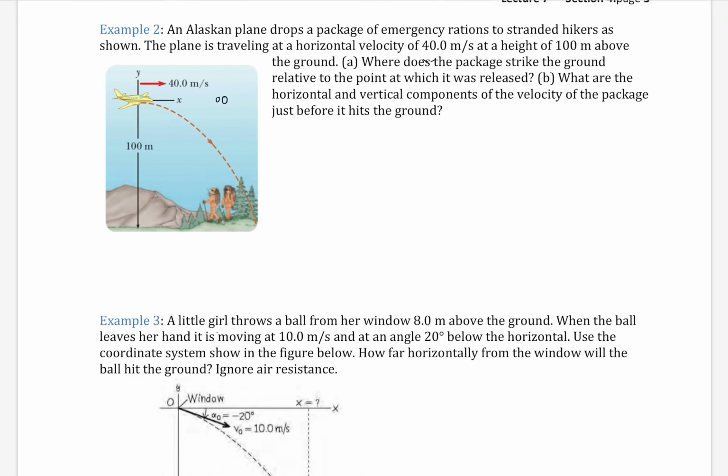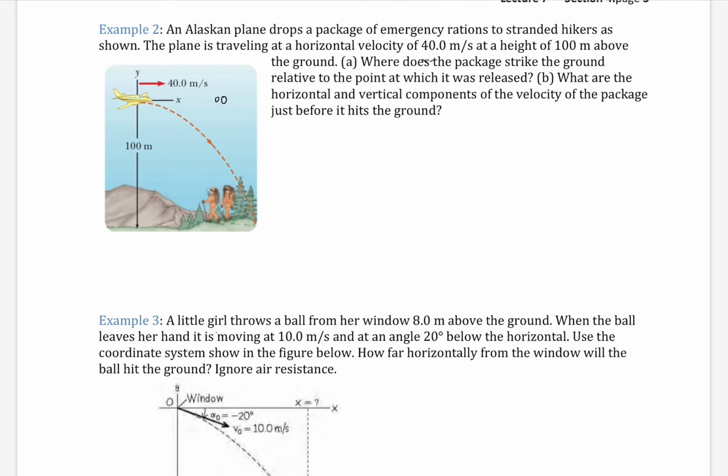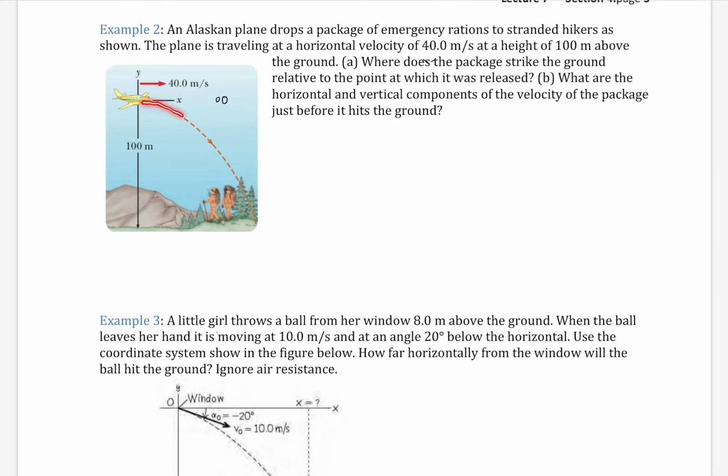So we've got a couple of problems that don't involve level ground. First one, launching something from a plane, having it take a parabolic path down to the ground below. An Alaskan plane drops a package of emergency rations to stranded hikers as shown. The plane is traveling at a horizontal velocity of 40 meters per second at a height of 100 meters above the ground. Where does the package strike the ground relative to the point at which it was released? And what are the horizontal and vertical components of the velocity of the package just before it hits the ground?